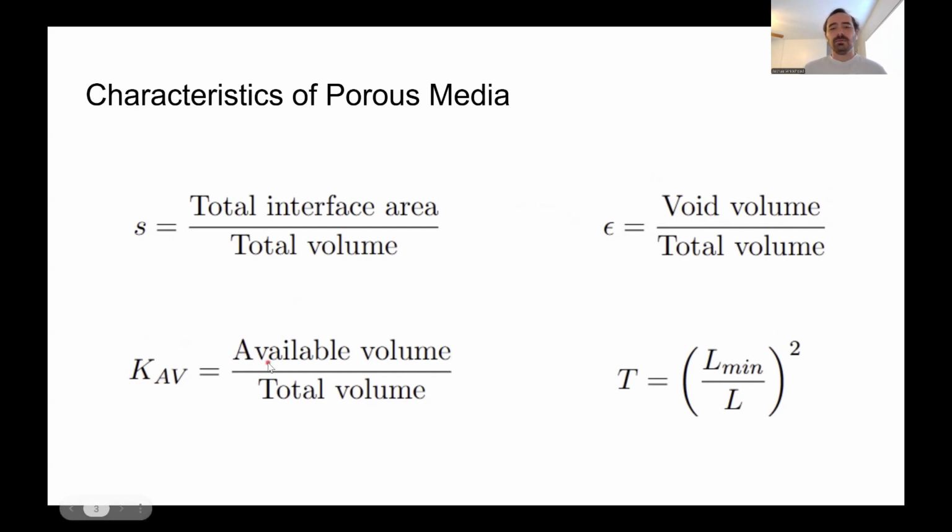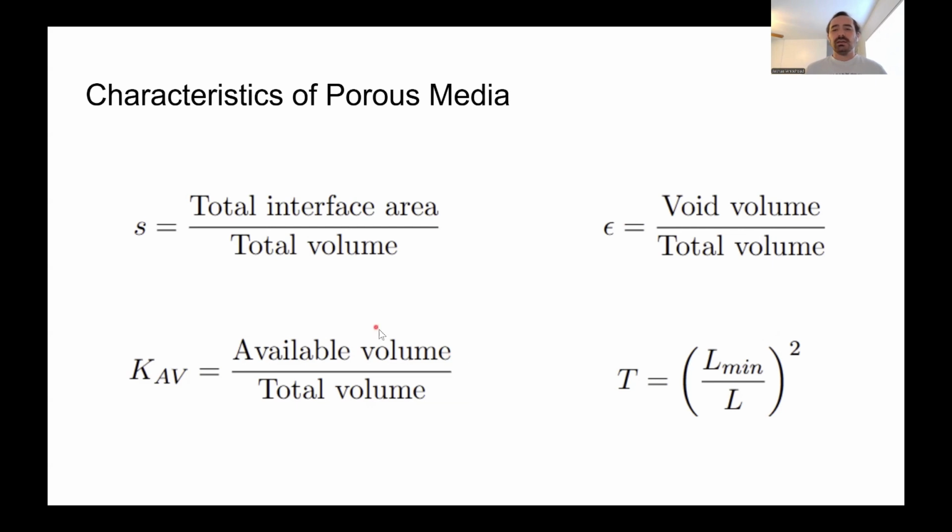And the available volume is the volume of the void space that is accessible to a flowing solute. And what's interesting is that this available volume is not necessarily the same as the total void volume. And that has to do with the physics of the different pores within the medium. For example, if the opening of the pore is smaller than the solute, then the solute will not be able to pass through that particular pore and it won't be part of the available volume.